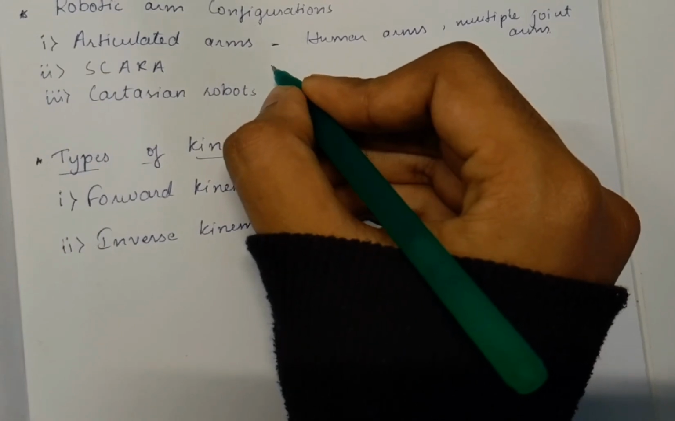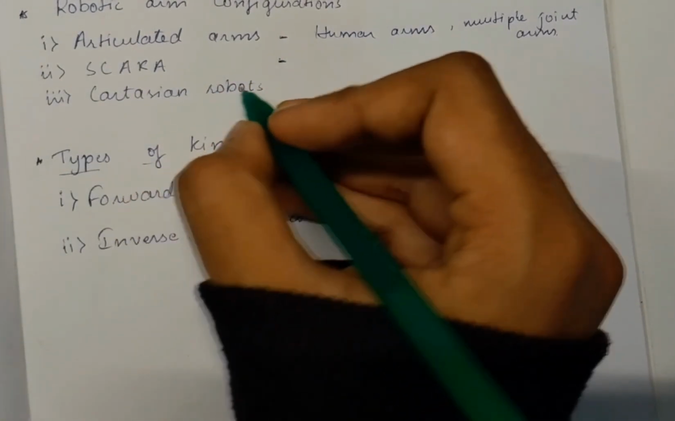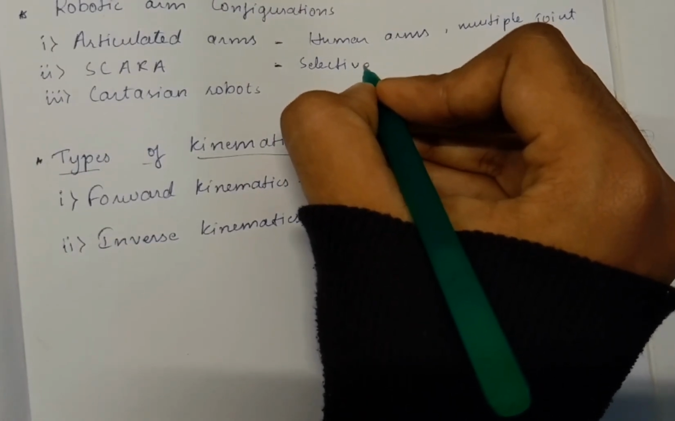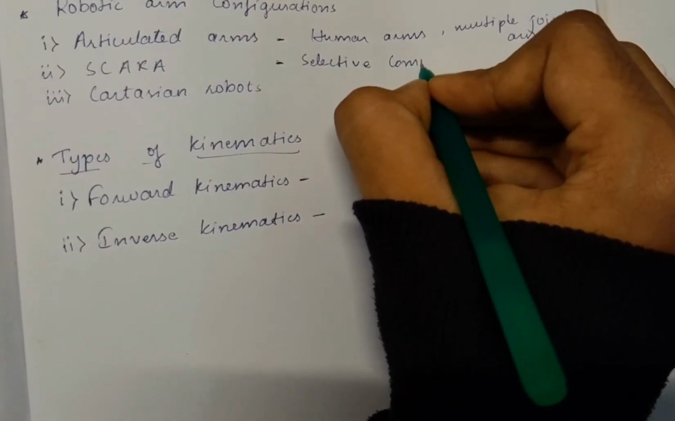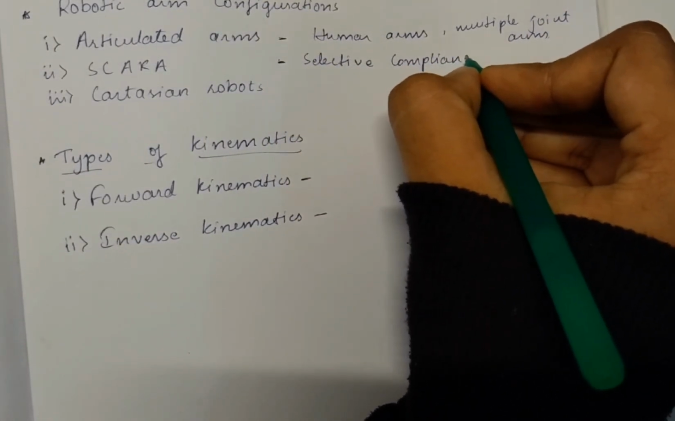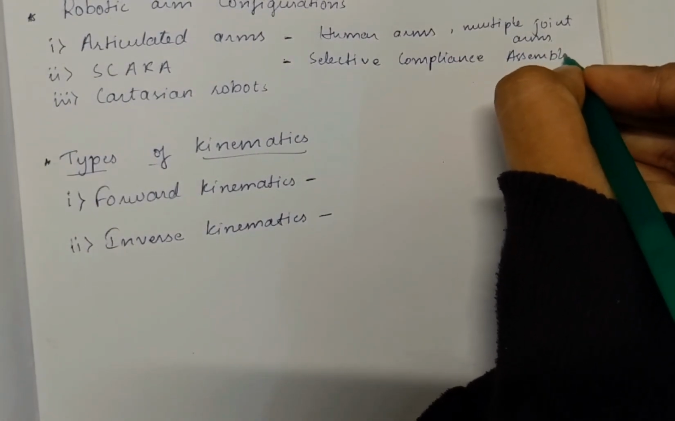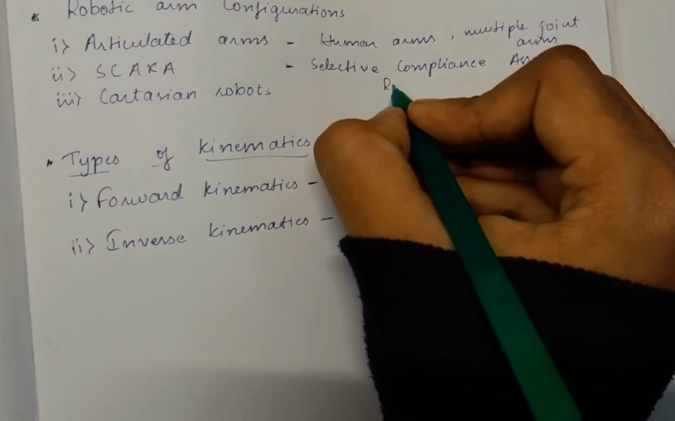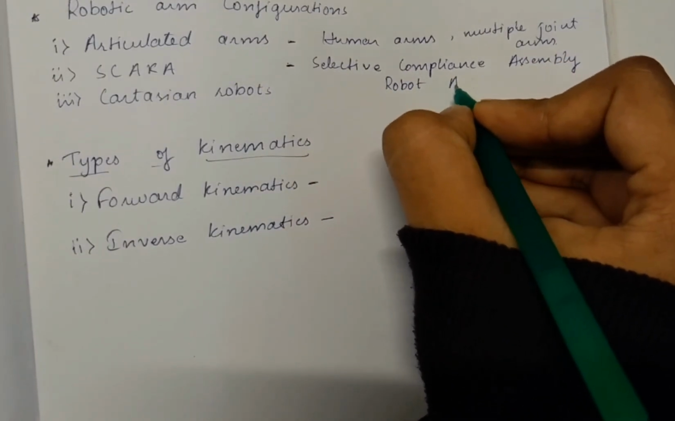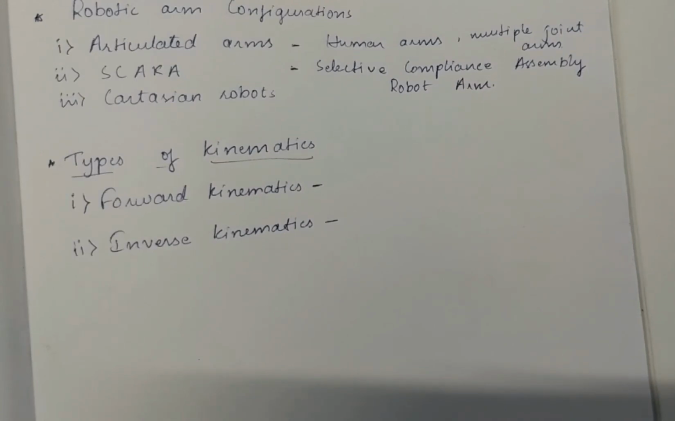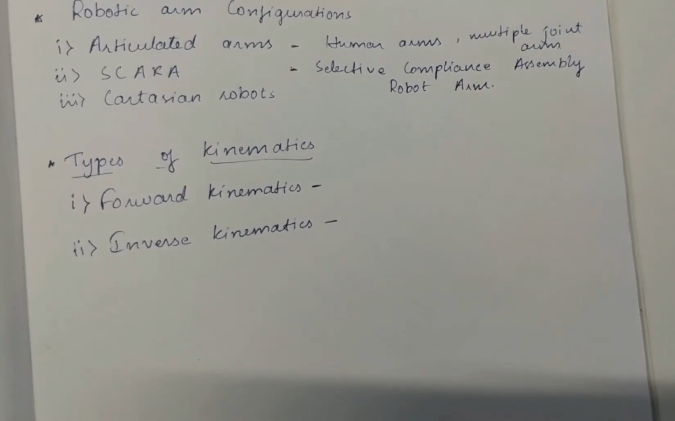And for SCARA, the full form of SCARA is Selective Compliance Assembly Robot Arm. This type of arm is basically used in assembly lines for providing compliance in certain directions.